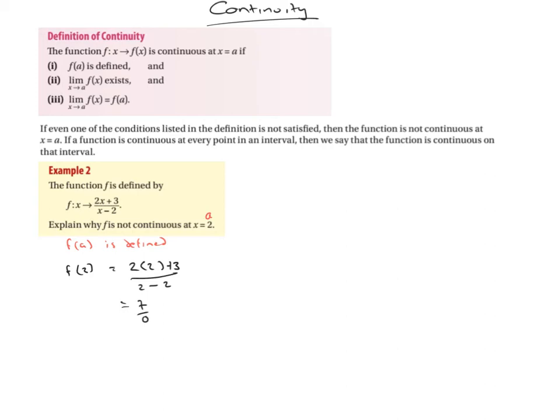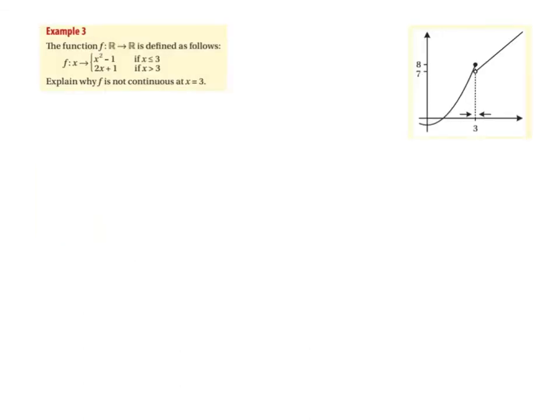So this breaks this first definition. That is, f(a), i.e. f(2), is not defined, which means that it is not continuous. Okay, so that means it's not continuous at x = 2, which also means that it's not a continuous function. Okay, so let's have a look at this example here.